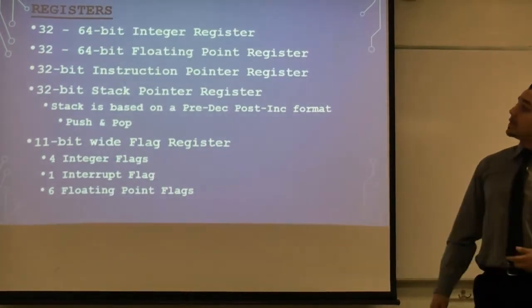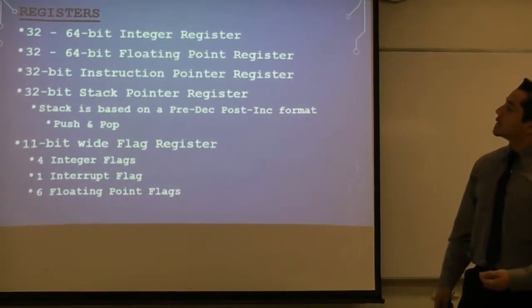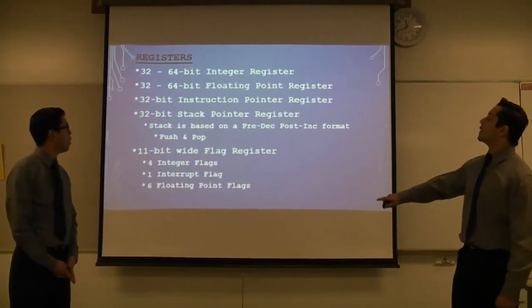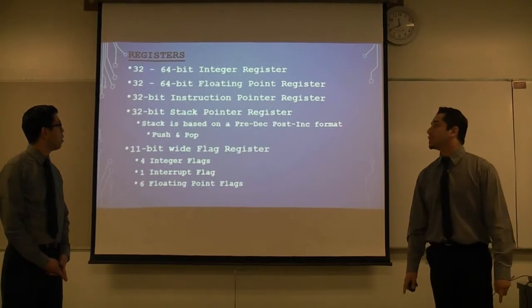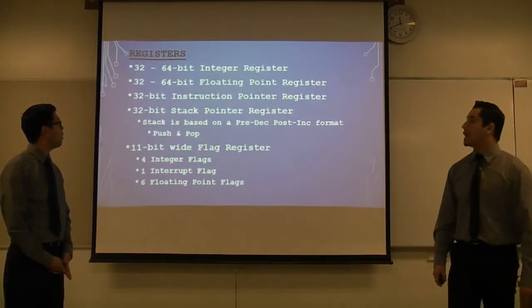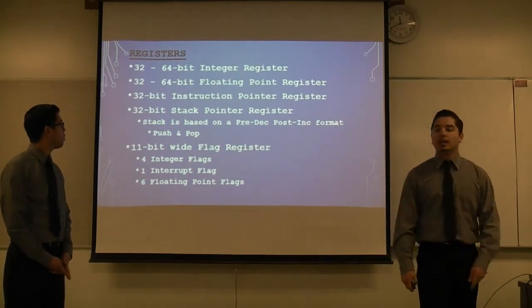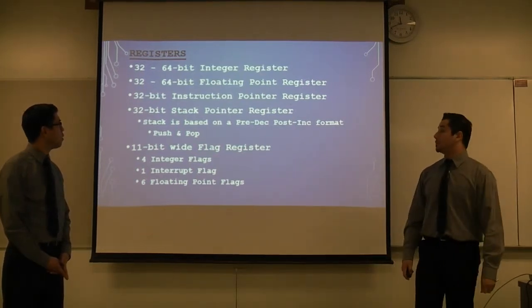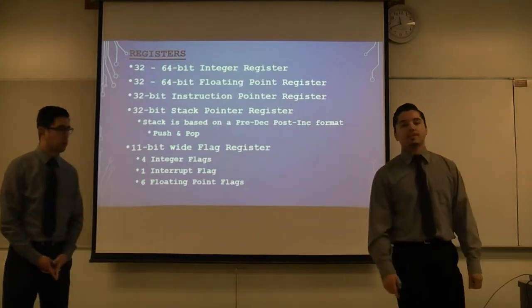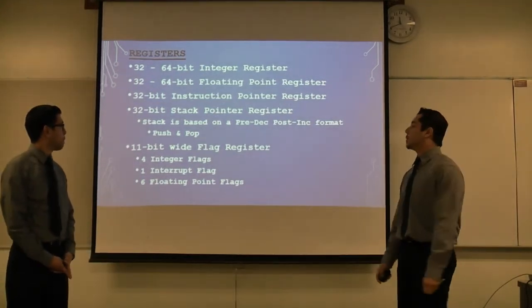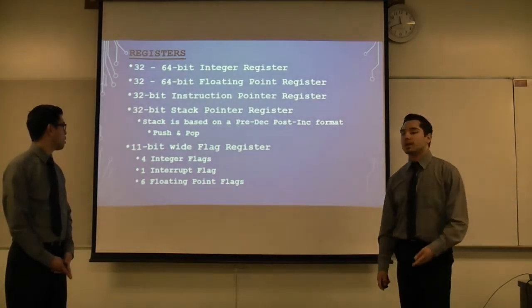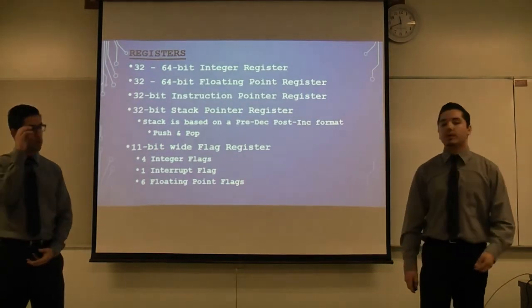All right, so for our registers, we have 32 64-bit integer registers. The same thing for our floating point registers. We have a 32-bit instruction pointer register, a 32-bit stack pointer register, and our stack is based on pre-dec post-inc, pre-dec for our push and post-inc for our pop. We have an 11-bit wide flag register, 4 of which are our integer flags. One's going to be our interrupt flag, and we have 6 of our floating point flags.